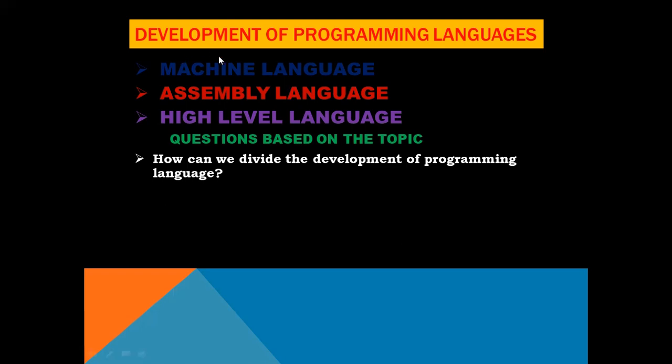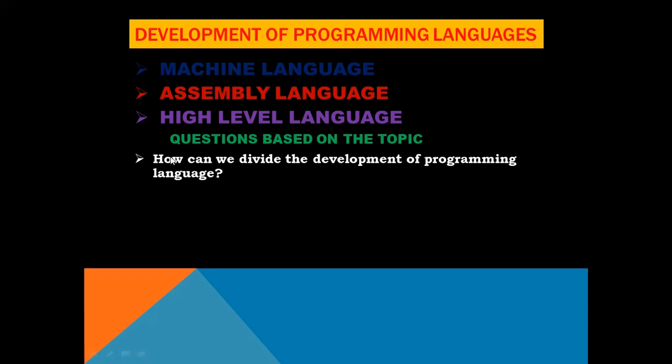So machine language: all the expressions were made from 0 and 1. Assembly language used mnemonic codes, and high-level language used basic English words. Machine language was machine dependent. Assembly language was also machine dependent, and high-level language was machine independent. That was the biggest advantage of the high-level language.